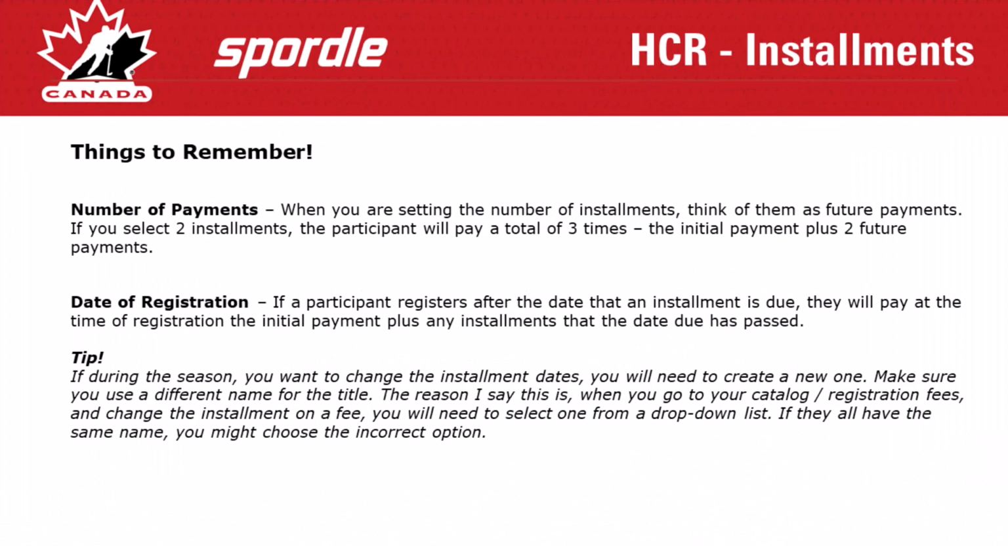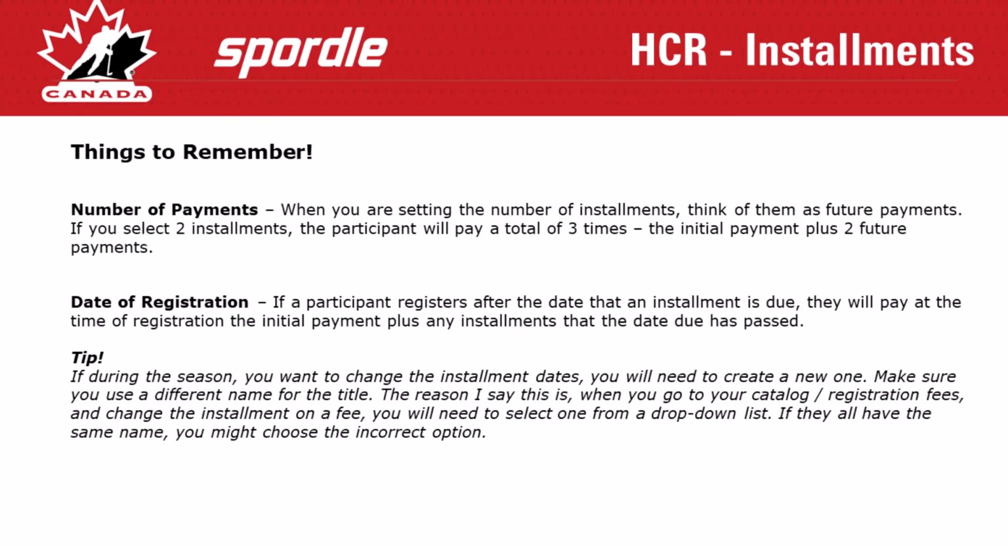Now there are a couple things I would like you to remember about installments. The number of payments. When you are setting up the number of installments, think of them as future payments. If you select 2 installments, the participant will pay a total of 3 times: the initial payment plus 2 future installments. The date of registration. If a participant registers after the date of an installment that is due, they will pay at the time of registration the initial payment plus any installments whose due date has passed.